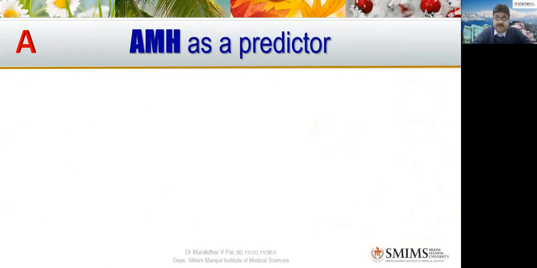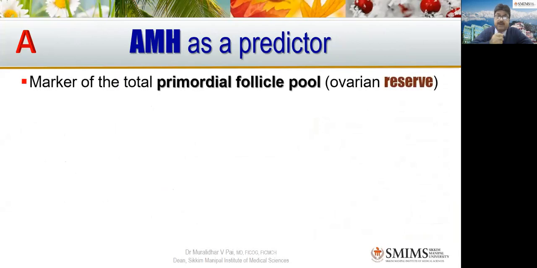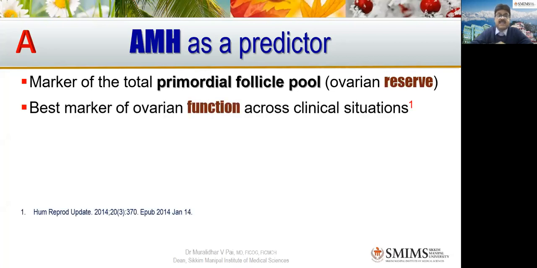AMH as a predictor now. Okay, this is very, very interesting. It's a marker of total primordial follicular pool. That's why we use it as an estimation of ovarian reserve. So if AMH is there, that means there's a good pool of primordial follicles which can be harvested. It's a best marker of ovarian function across clinical situations. It's not just the marker of the reserve. It will also give you a good idea about the ovarian function. So reserve is one thing, function is another.